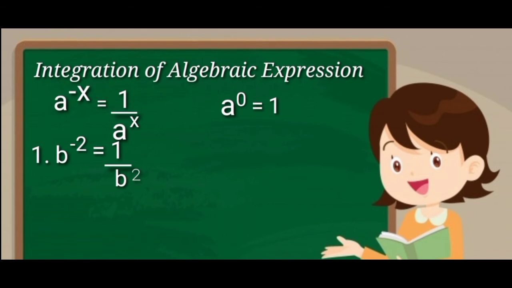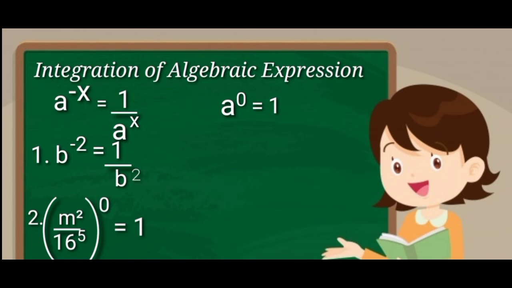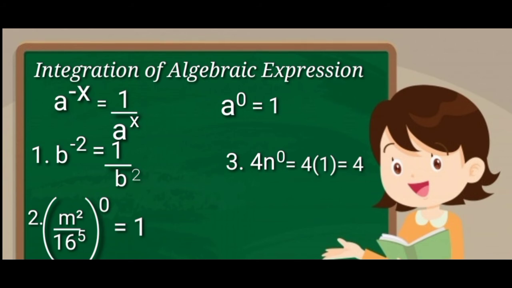Second example: m squared over 16 raised to 5, all over raised to 0, is equal to 1. Remember that anything raised to 0 equals 1. Number 3 example: 4n raised to 0 is equal to 4 times 1, which is equal to 4. Why? Because the variable n raised to 0 is separated from the 4.